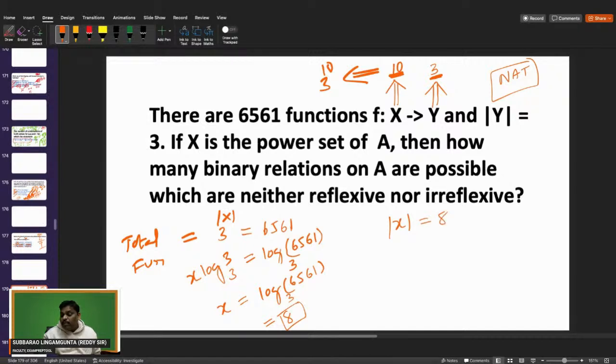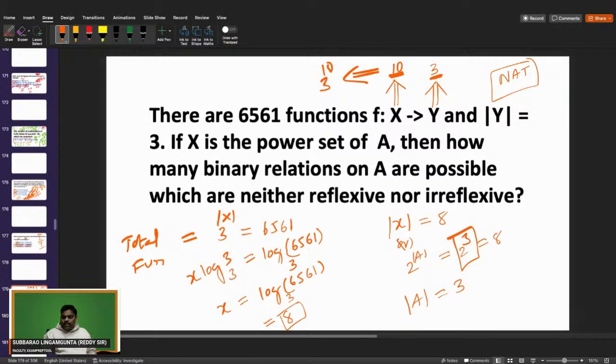But remember, X is the power set of A, which is nothing but 2 power size of A. So 2 power something is 8, and 2 cube is 8. So the size of A is 3. Size of X is 8, and 2 power size of A is 8, means 2 cube is 8. So A size is 3.